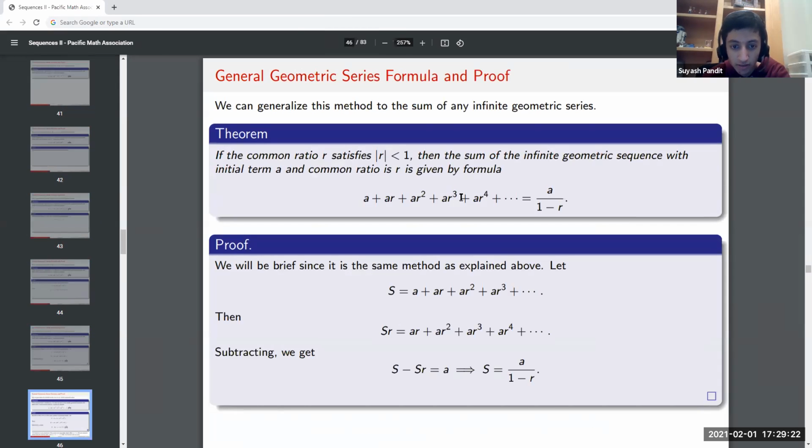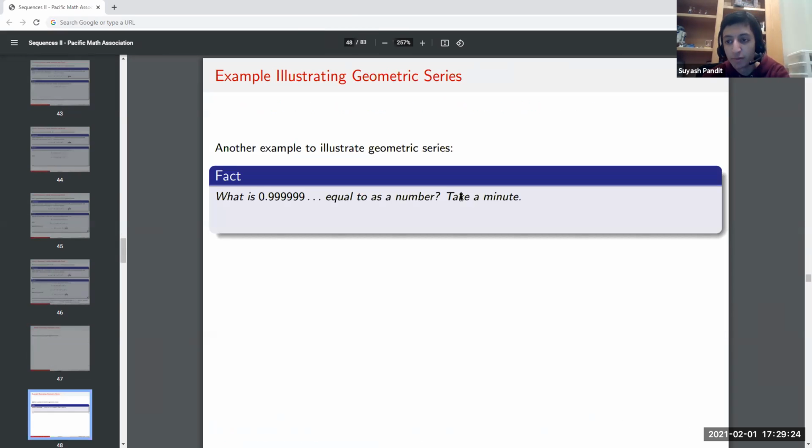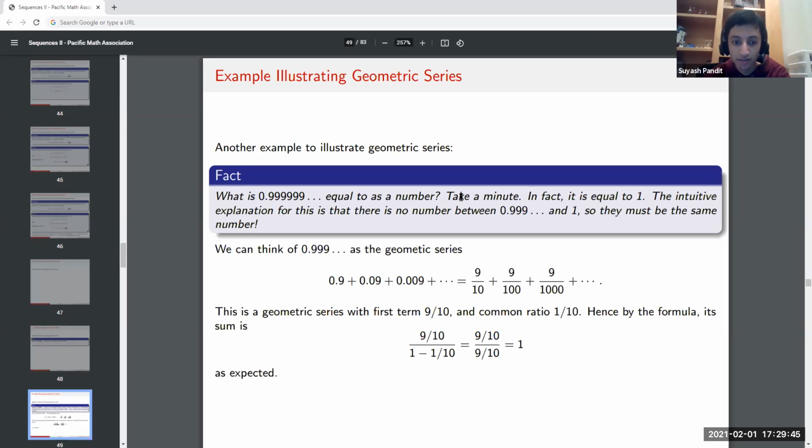Going back here, you've probably seen many proofs of this. First of all, if 0.9999 forever was not equal to 1, there would be something in between them, but you just can't find something in between them. The other thing you could do is say, well, 1/3 equals 0.333333, and if you multiply both sides by 3, you get 1 equals 0.999999. Let's take a look at a geometric series proof for this.